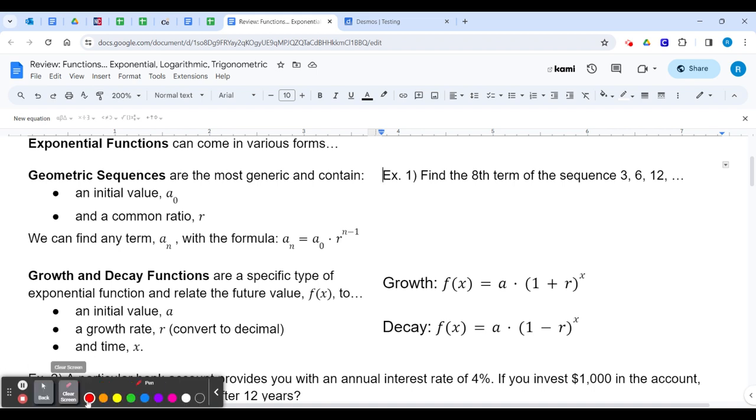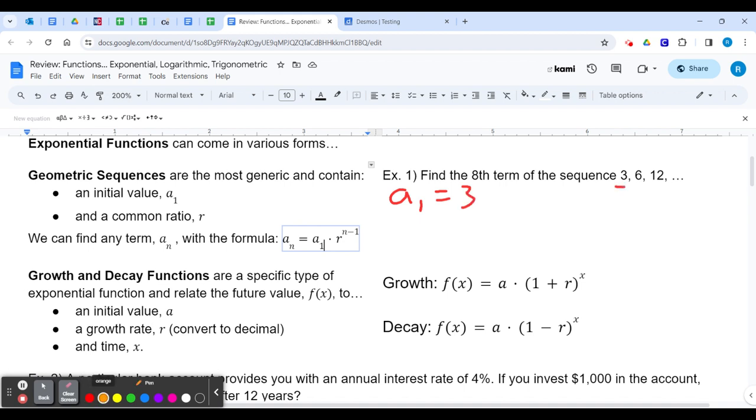So if I want to start identifying this stuff, my first term, a sub 0, oops, sorry, I just noticed that I had a mistake there. It should have been a sub 1. Our first term is equal to 3. Okay, our common ratio, the thing that we're multiplying by every single time, we're multiplying by 2, so that ratio r is equal to 2.